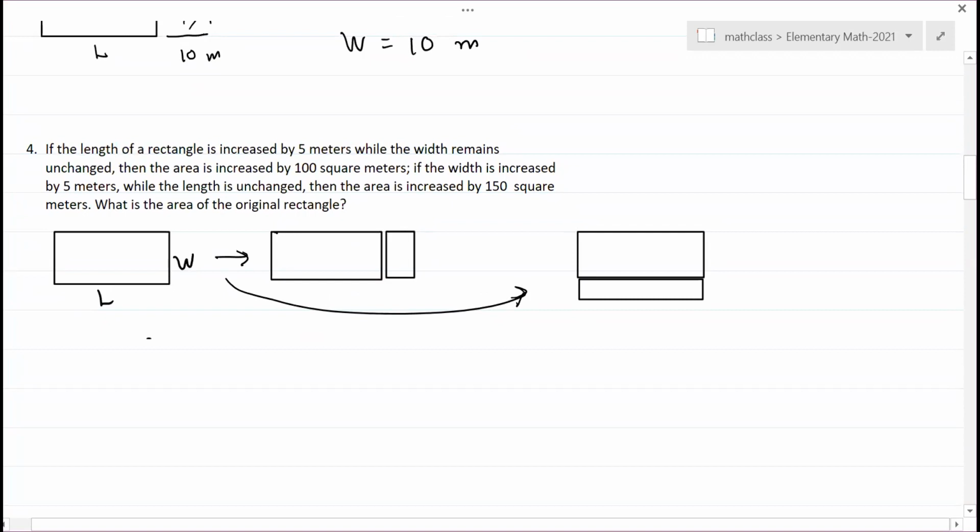Clear? For the first piece of information given, you can figure out the width, then you can figure out the length, then you solve the problem. So the first one is the length is increased by 5 meters. Here, the length is increased by 5 meters, but the area here increased by 100 square meters. And in this one, the area is increased by 150 square meters. So you can figure it out using each of the pictures. You can figure out the width and the length.